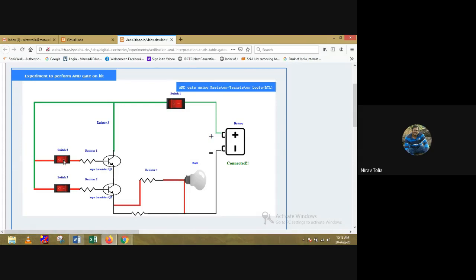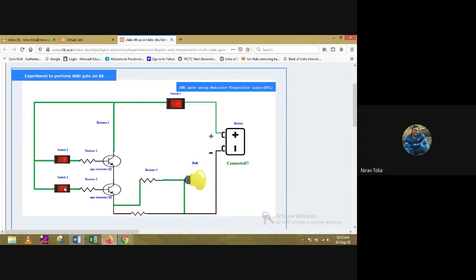So on the switch 2, my input is 1, 0. Again at 1, 0, my bulb is not on. What that means? 1, 0, 0. Now the last possibility is 1, 1. So I switch on both the switches, switch 2 and switch 3.